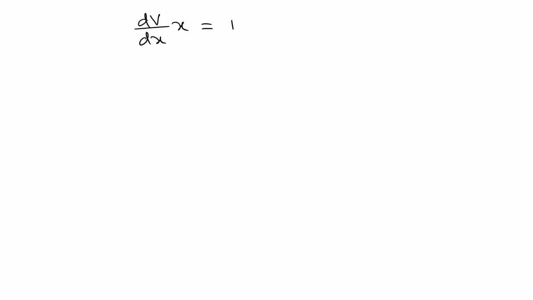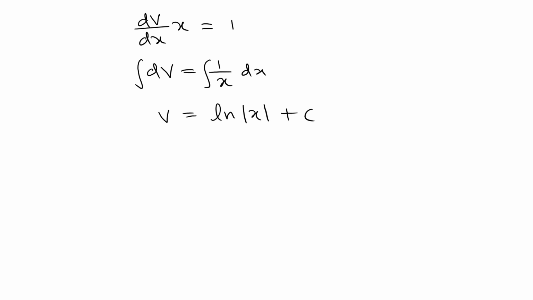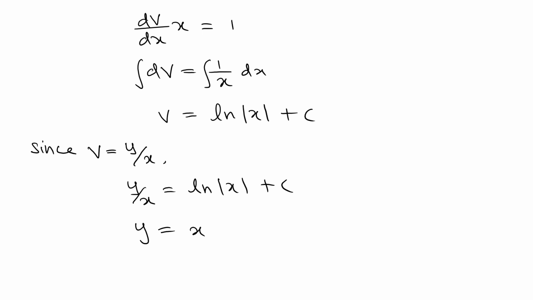After separating, you can write this as dv, and on this side 1 over x dx. And then we integrate both sides separately. On the left side, we get v. On the right side, which is the natural log, it's ln absolute value of x plus c. Then we substitute: since v equals y over x, we can write y over x equals ln x plus c, and then we multiply by x, so y equals x ln x plus cx. So that is the general solution for this problem.